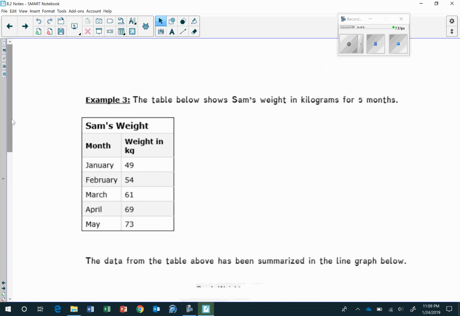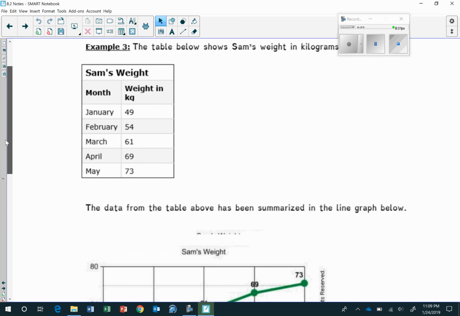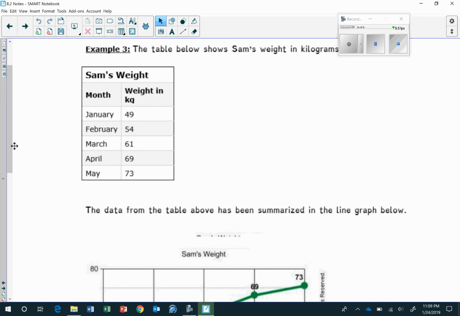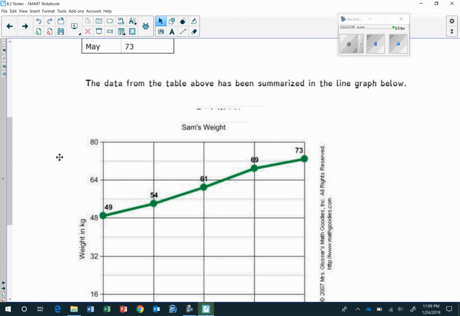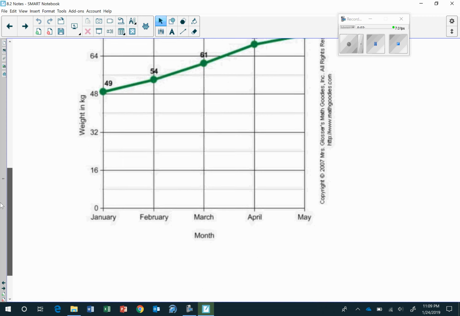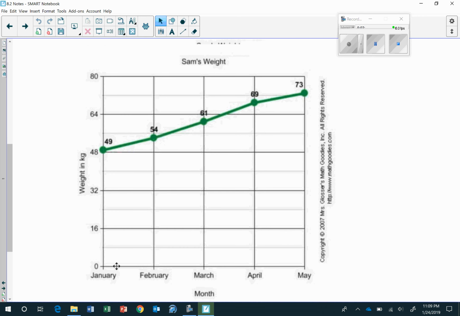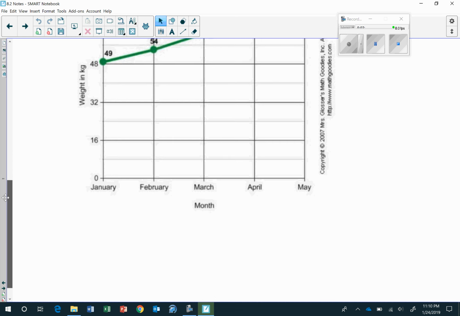Then example 3 says Sam's weight in kilograms for 5 months. So the months are listed, the weight in kilograms is listed. So when you come down to your line graph, Sam's weight is the title, we've got the weight on the y-axis, and we've got the time in months on the horizontal axis. So the months we're going through and the weight on the left. And as you can see, Sam's weight increased throughout the months.